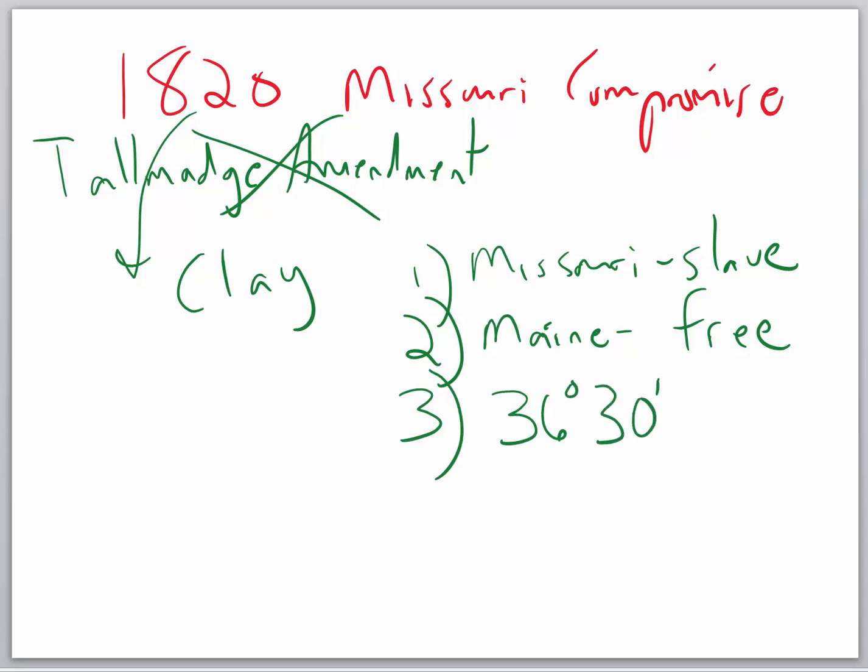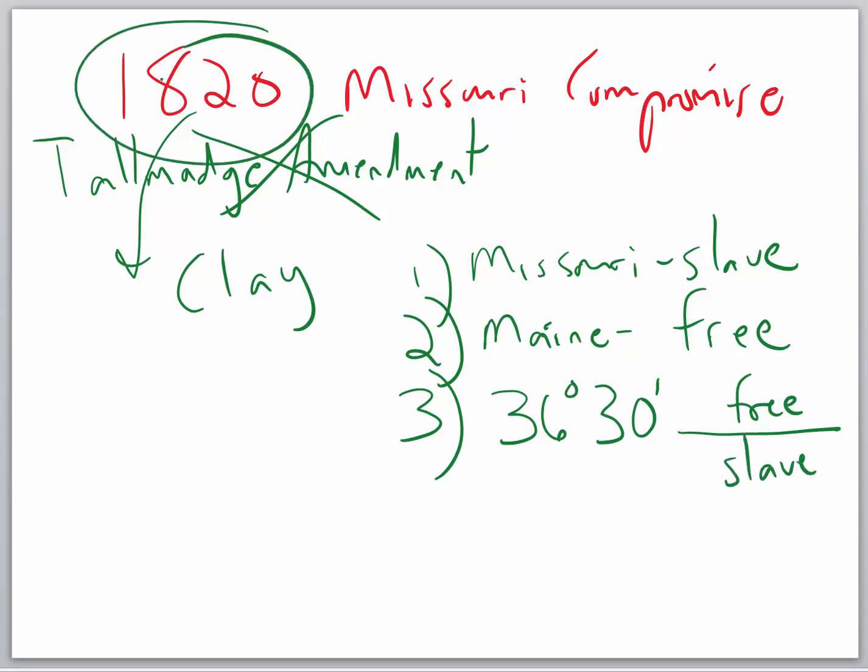And then, for the rest of the Louisiana Territory, he decided that at the 36 degrees, 30 minutes line of latitude, we would divide the rest of the territory. So above this territory, that area would be free, and below this would be slave. And this is in 1820. So keep this in mind, because some of you are getting this confused with a compromise 30 years later that I will go over momentarily.